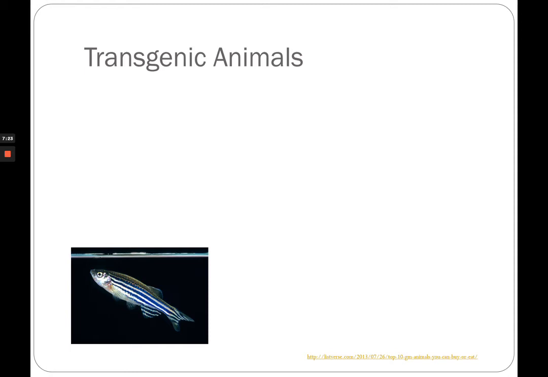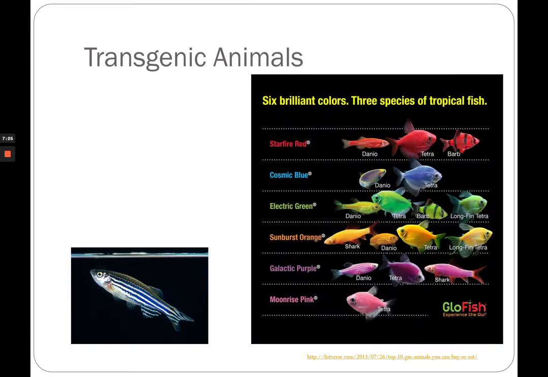But if you decide to add a gene from a jellyfish to this zebrafish, now you get a whole bunch of glowfish. So the danio here, okay, which is a starfire red danio, okay, this is a zebrafish that has been genetically modified to have a gene from a jellyfish.